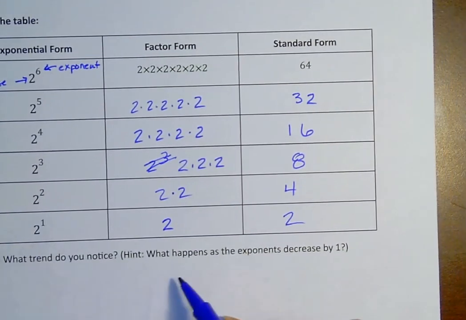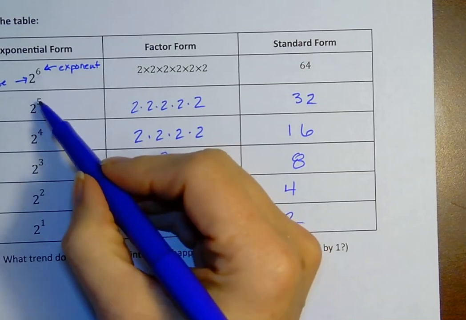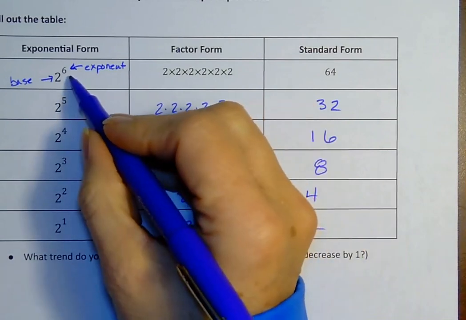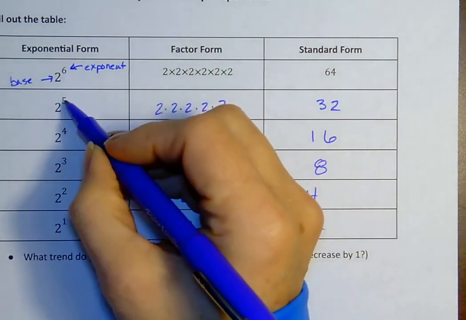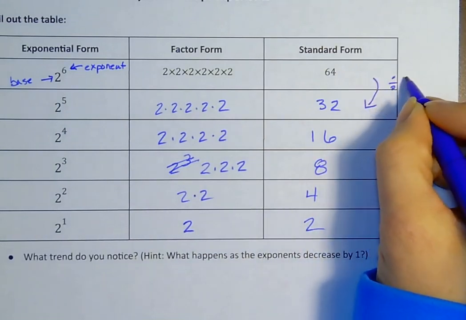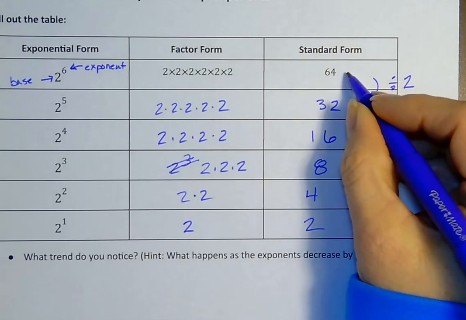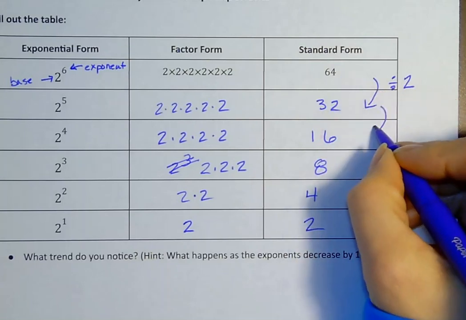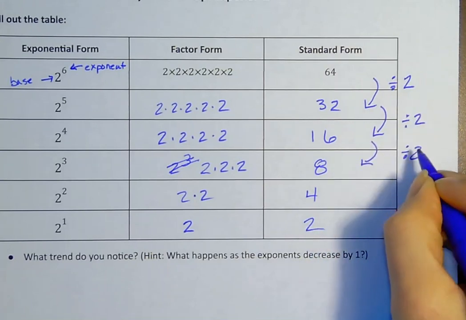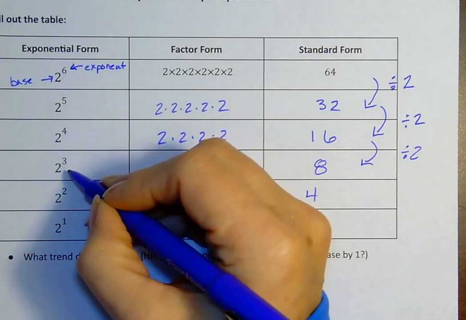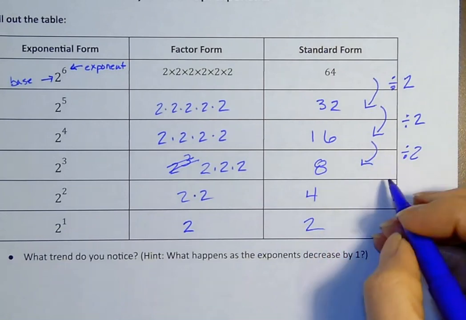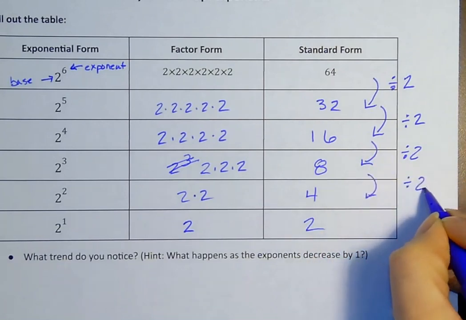When we are looking at the trend here, every time we have gone down a row in our table, we have decreased our exponent by 1. 6 minus 1 is 5, 5 minus 1 is 4. And if you look over here, each time we have gone from standard form, we have divided by 2, which happens to be the base. Okay, so every time we take our previous answer, if we are reducing the exponent by 1, we are dividing our previous answer by 2. Okay, that's a sneak preview.